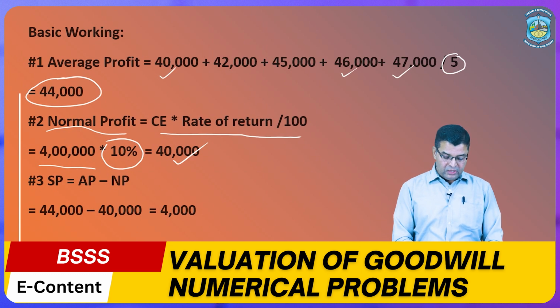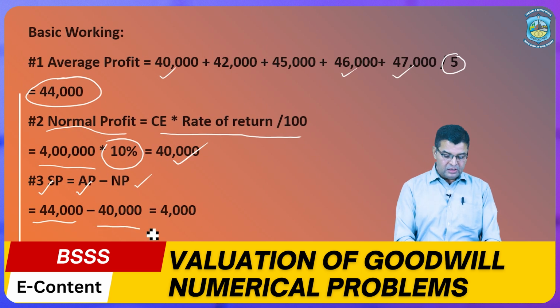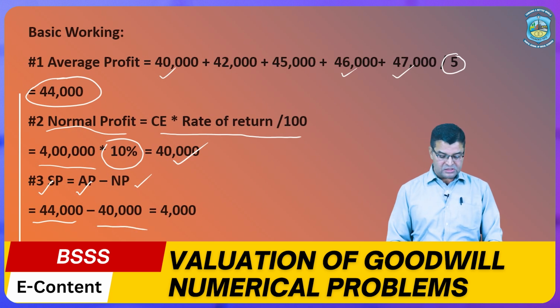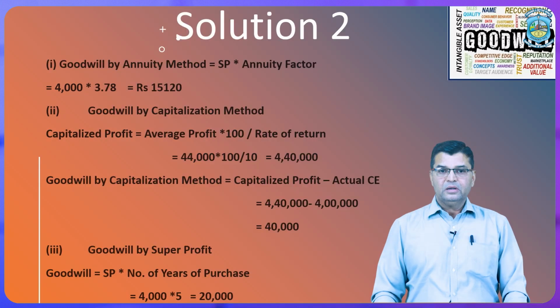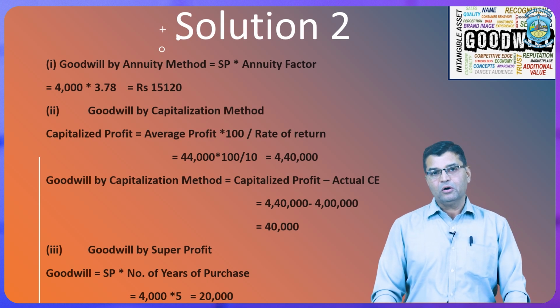According to step 3, now we are going to calculate super profit. The formula is average profit minus normal profit. Average profit we have already calculated as 44,000. If we subtract this 40,000 rupees as normal profit, we will get 4,000 rupees worth of super profit. Now, we are going to understand how to calculate goodwill by all the three methods.